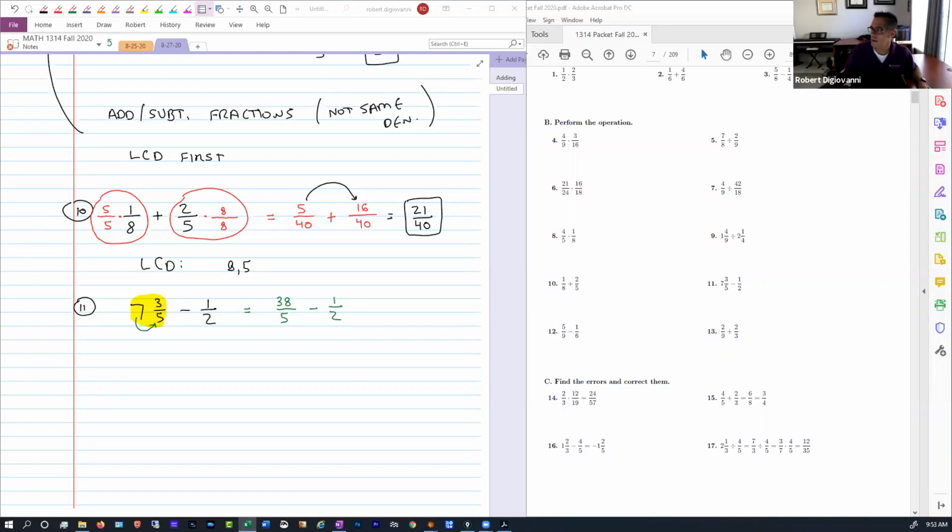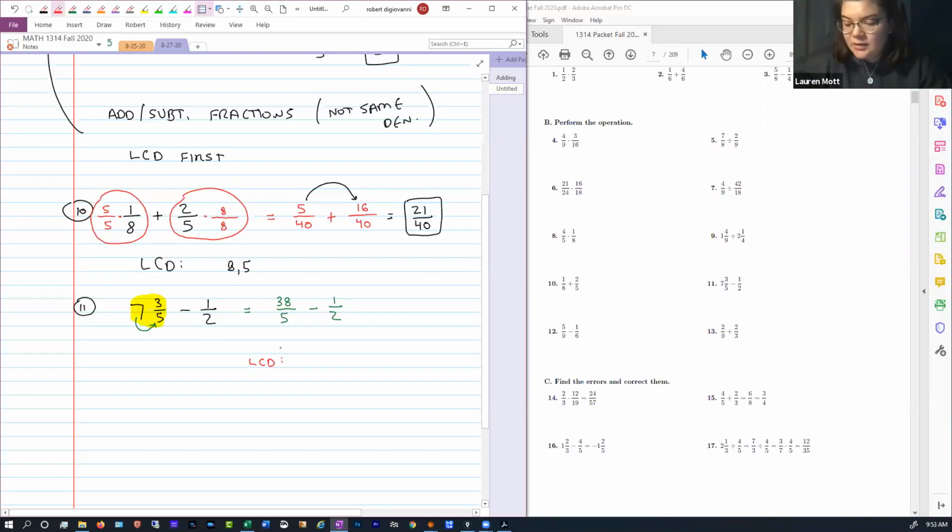So Lauren, what now? We find the least common denominator. Okay, yeah, because we've got two fractions, we're trying to subtract them. They have different denominators. So we need an LCD. What is the LCD? I'm gonna guess 10. 10, okay. That is correct. That is the smallest number that is a multiple of both of those.